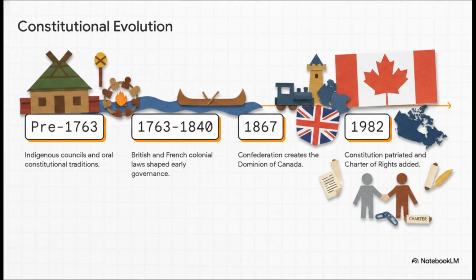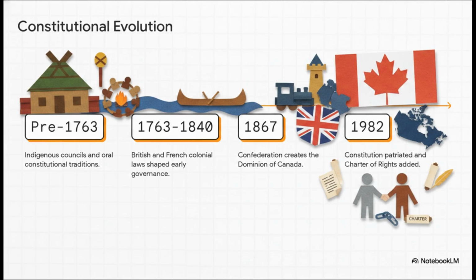Then, of course, came the colonial era, which brought a whole mix of British and French legal traditions to the table. But a massive milestone hit in 1867 with Confederation. This was driven by economic needs, defense concerns against American expansion, and a real push for national unity. The British North America Act essentially created the Dominion of Canada.